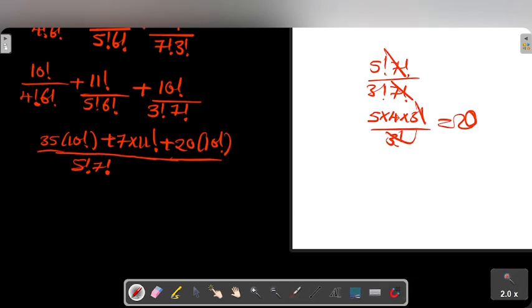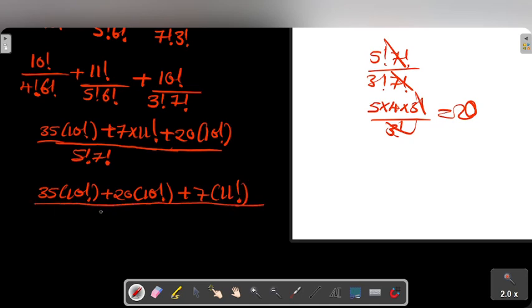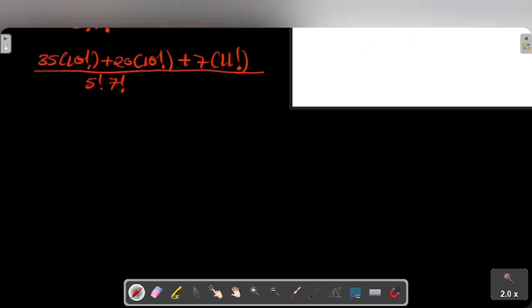So now we'll collect our like terms. So I have 10 factorial and this. So this part will be put together with that. So meaning that we have 35 open 10 factorial. Then plus that is 20. Then here 10 factorial. Then plus that is 7. Then times 11 factorial. Then that will be over 5 factorial, 7 factorial.